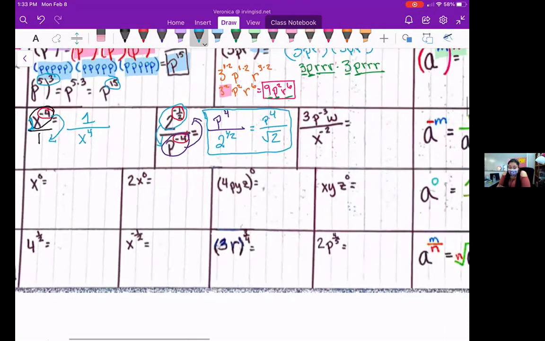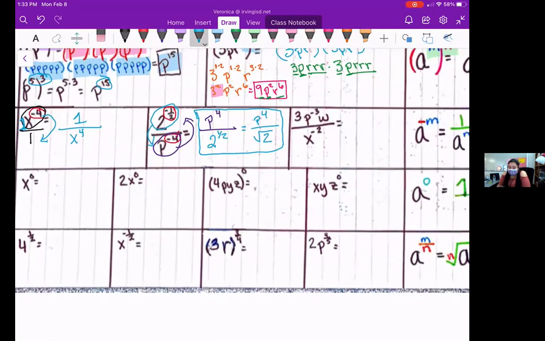Okay, again, for this next problem, we have 3p to the -3 times w divided by x to the power of -2. So same thing. With this one, what I'm trying to accentuate is that you only move whatever has a negative power. So here we have a power of -3. Who has the power of that -3? What base?